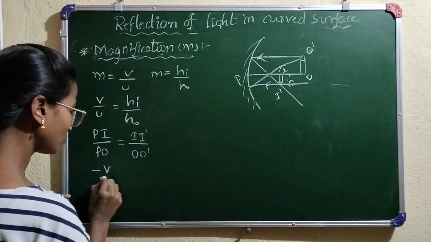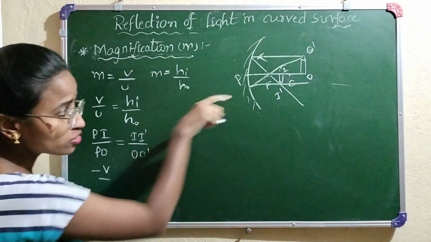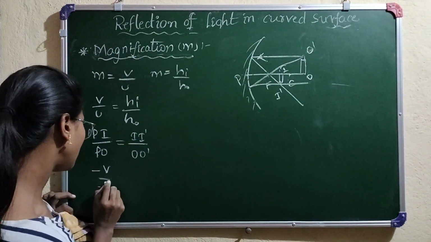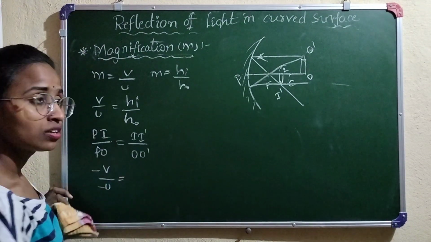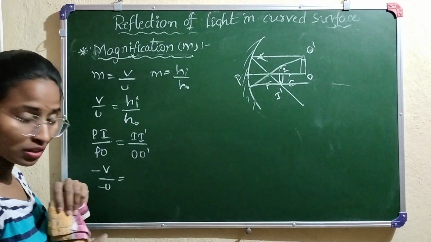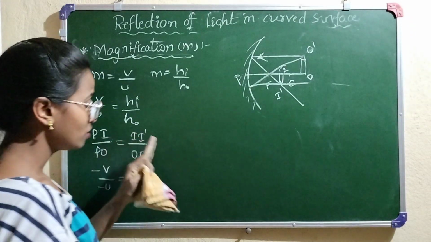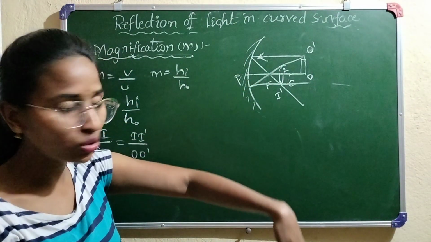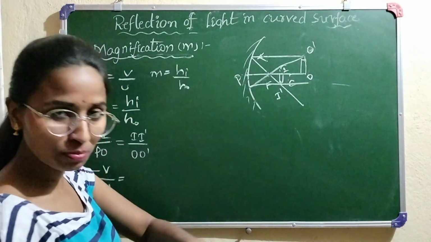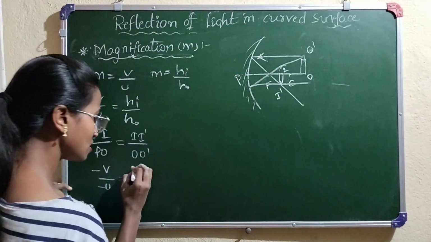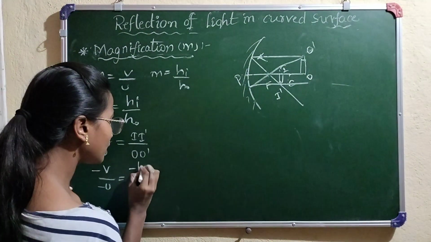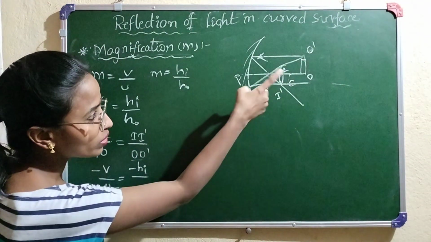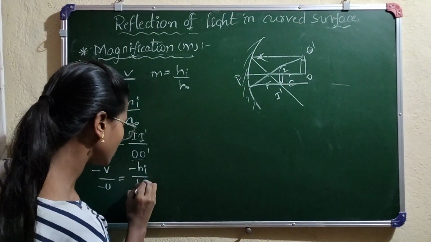Object distance also we are measuring in the opposite direction to the incident ray, so that will be minus U. Am I clear? Now, I dash, the image, we are measuring below the principal axis, downwards from the principal axis, so we take it as negative HI. Is equal to O dash, and O dash is a positive HO.